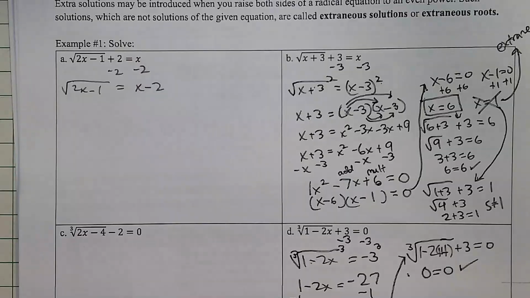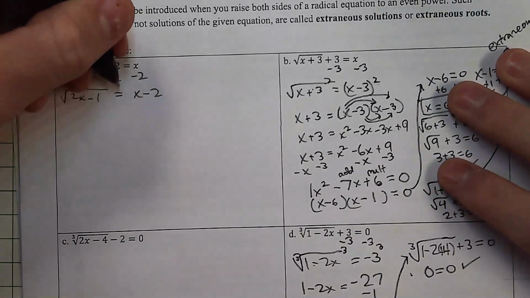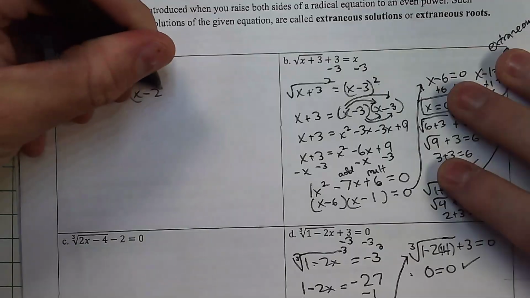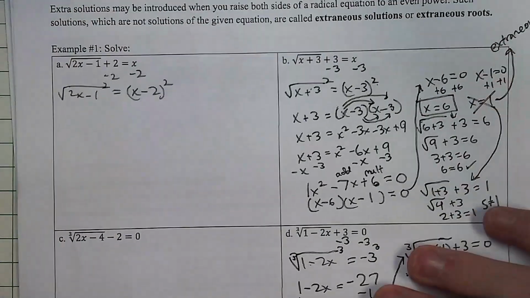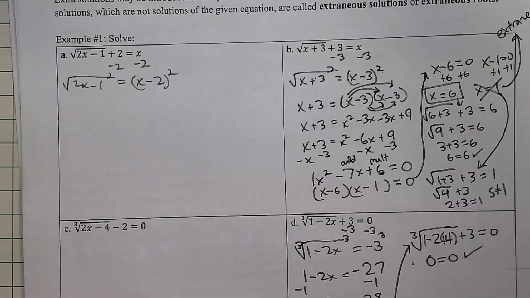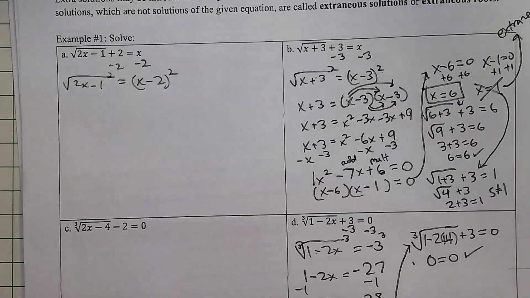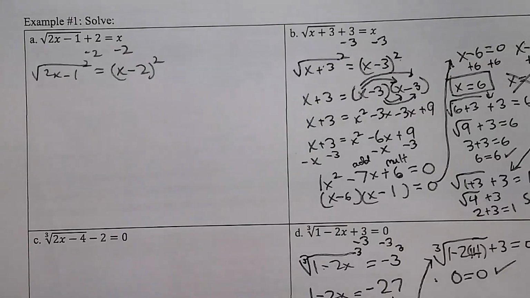Next, I want to get rid of the radical sign. How do I get rid of a square root? Square both sides, but when I square, I have to square over here too. So I'm going to square that whole quantity, there. Okay, so I'm going to square that.